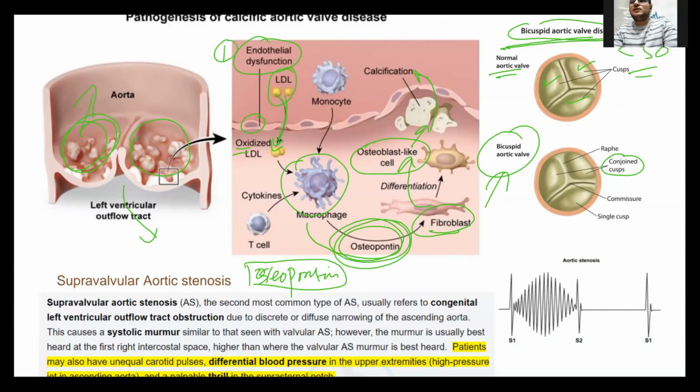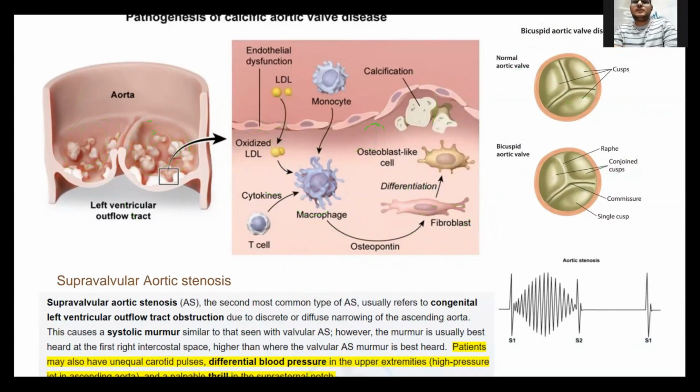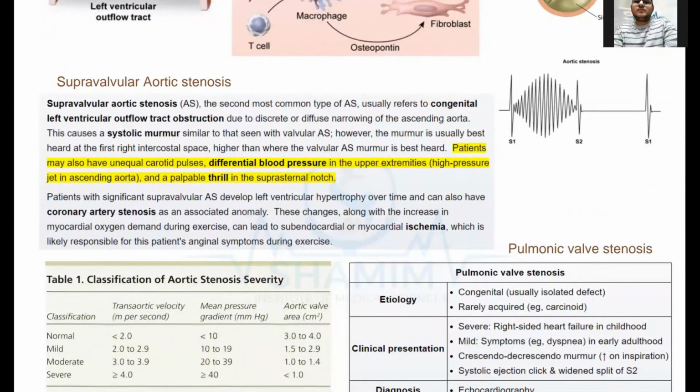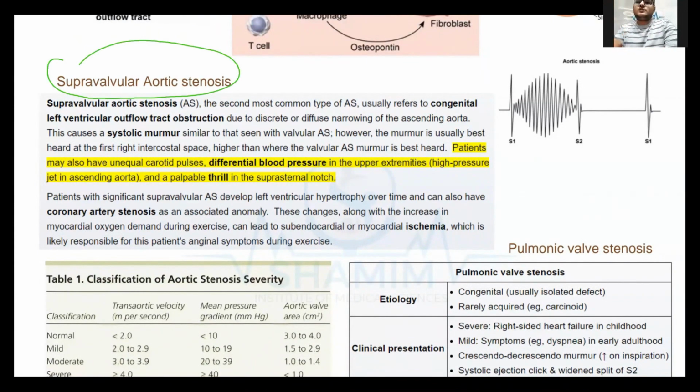First step is endothelial injury due to shear stress or pressure from the aortic side. Next, LDL from our body in the blood will go inside these endothelial cells. Number 2 point. Number 3, there will be oxidation of LDL. Number 4, oxidized LDL will activate macrophages and there will be release of osteopontin. Osteopontin converts fibroblasts into osteoblast cells. Number 7, these osteoblast cells will cause calcification. That calcification here causes the problem. Is that clear? And second most important question sometimes comes, what is the cause of supravalvular aortic stenosis?